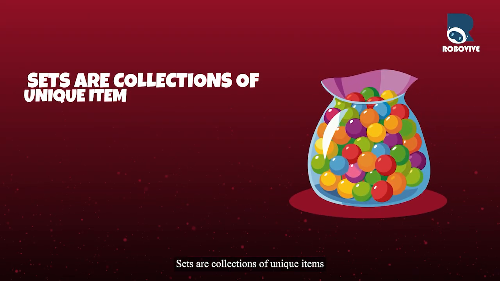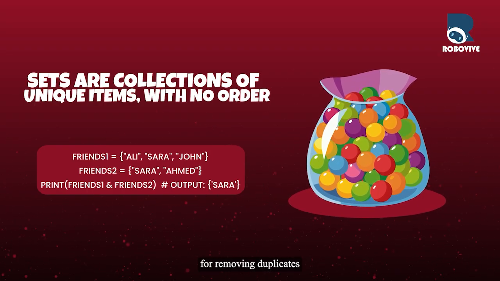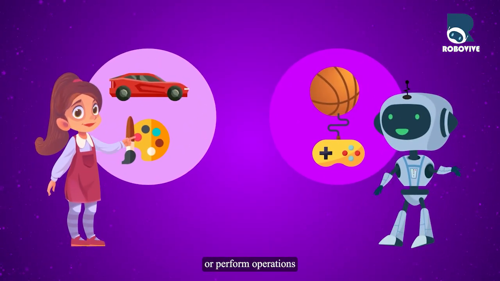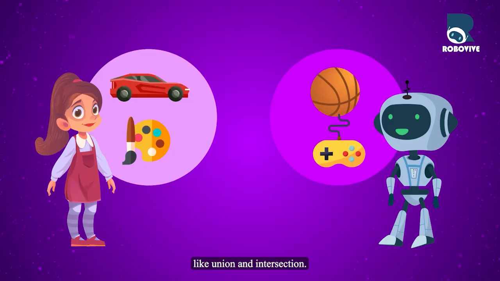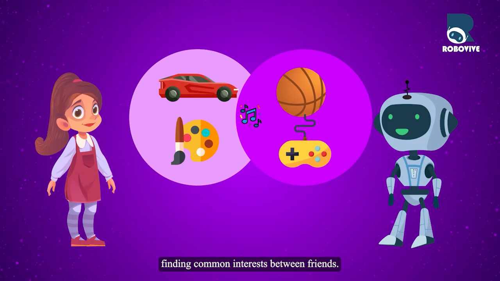Sets are collections of unique items, with no order. They are great for removing duplicates or finding common elements. With sets, you can add, remove, or perform operations like union and intersection. For example, finding common interests between friends.